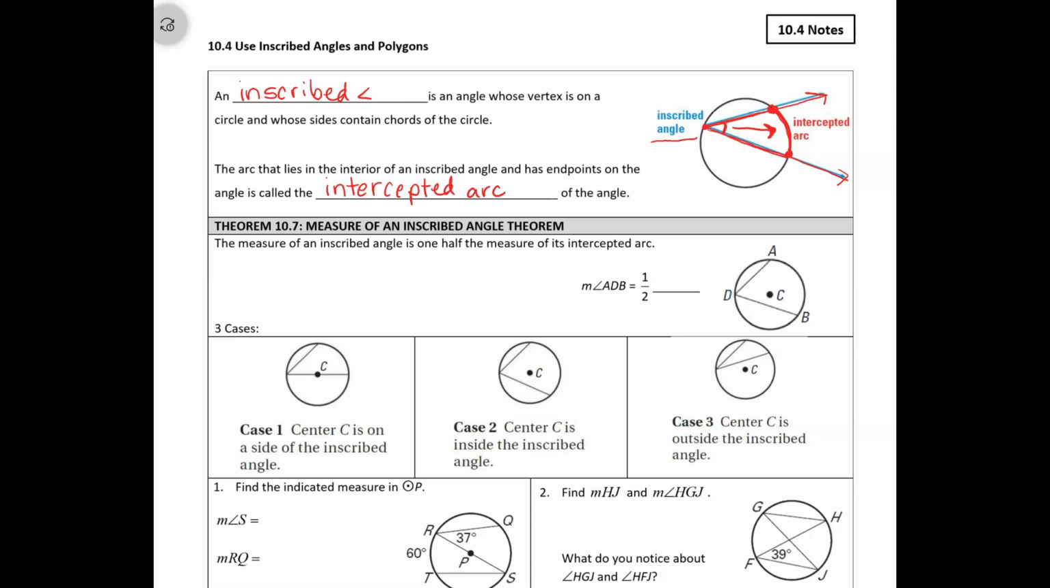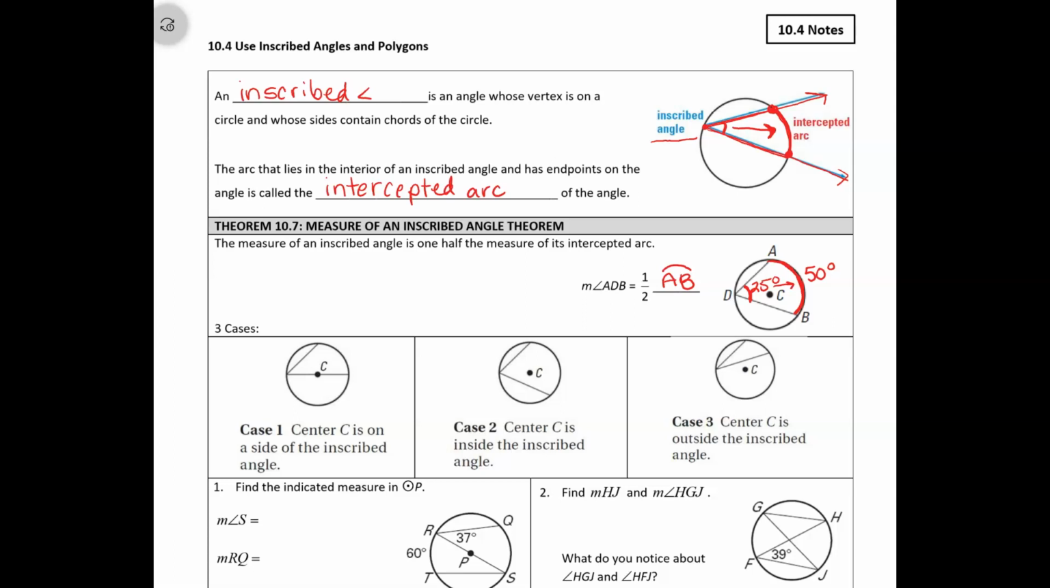So that leads us to theorem 10.7, which is called the measure of an inscribed angle theorem. You will use this one a lot, and it's actually an easy theorem to remember. In the picture here, we have ADB, that is the inscribed angle, and you have an arc AB that's being intercepted. The theorem just says this: the inscribed angle is 1/2 the measure of its intercepted arc. So for example, if this is 50 degrees, then this will be 25 degrees, or vice versa. If that's 25, then that arc will be 50.